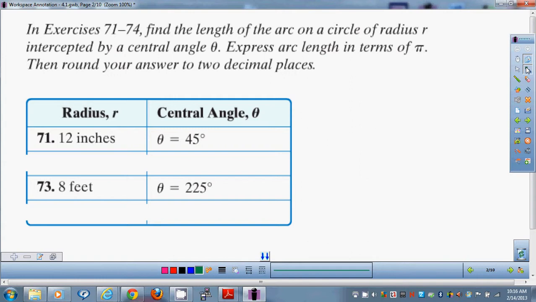In my opinion, the easiest way to find the length of an arc is to just find a portion of the circumference. We know how to find the circumference of a circle, right? And then just multiply that by whatever your angle is over 360. That's the way I personally believe is the easiest way to solve these. Find the circumference and then multiply it by your degrees over 360 and you will have found the portion that you need.